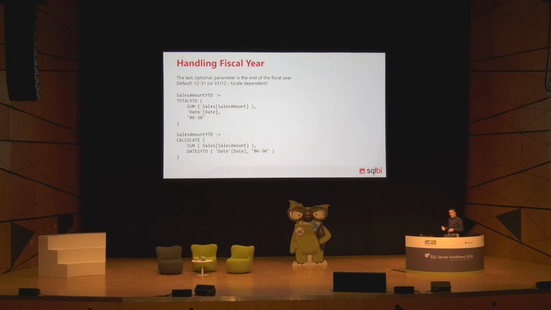If you have a fiscal year, I didn't show that, but in the case of a fiscal year starting in July, we have a second or third argument for TOTALYTD, which is the last day of the year that you want to include. So basically, the calculation of the beginning of the year starts from the next day of the next month.